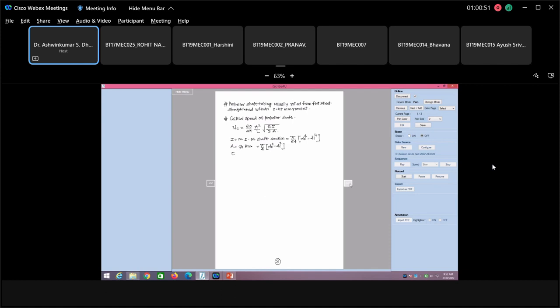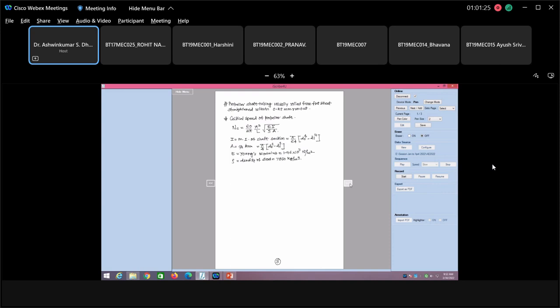So Young's modulus is usually taken as 1.96 into 10 raised to power 11 Newton per meter square. Density of the steel, I'm just giving you a representative value, 7860 kg per meter cube.